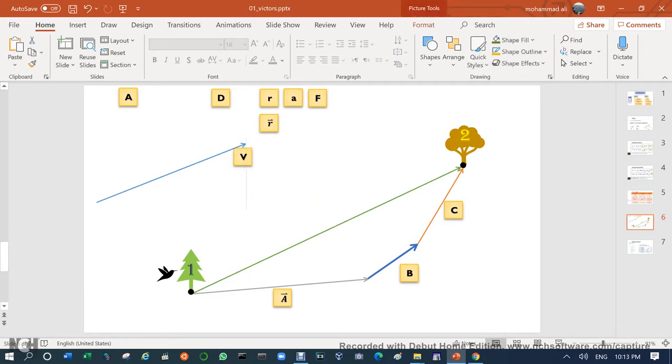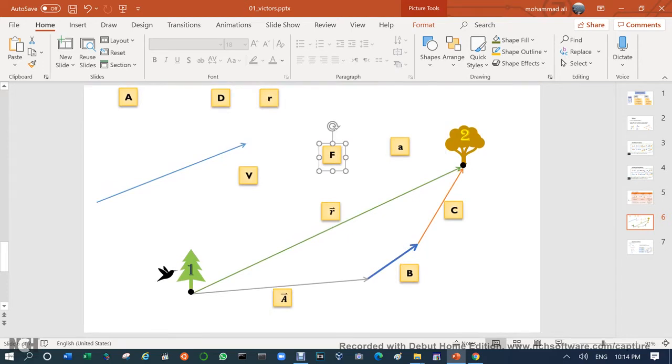We have a position vector, for example. A position vector is in general named R. So tree number 2 is positioned with vector R with respect to tree number 1. We have velocity V. If we divide the distance over the time, it will give us the velocity. We have the acceleration vector. We have the force vector.